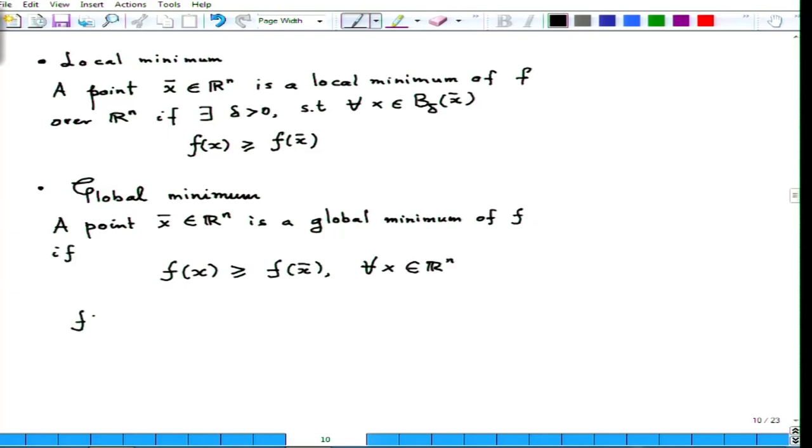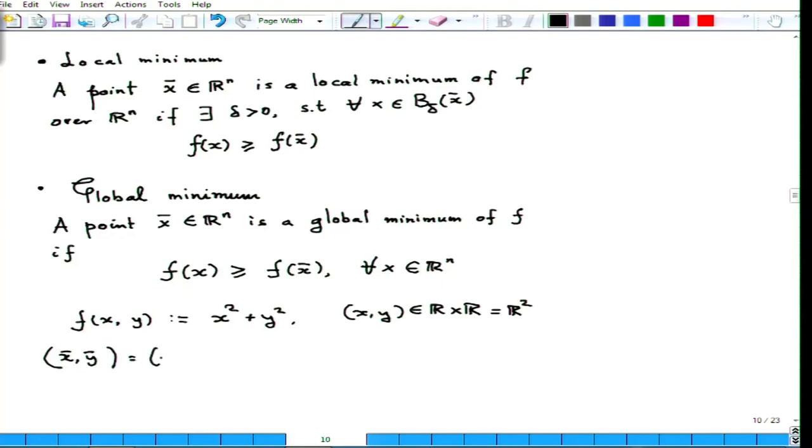So consider this function F of x y is equal to x square plus y square, where x and y are elements of R cross R, both are real numbers, same as R2. In this case, you see that this function value is always greater than or equal to 0, and if I put x equal to 0 and y equal to 0, that 0 value is achieved. So x bar y bar equal to 0 0 is the global minimum of F over R2.